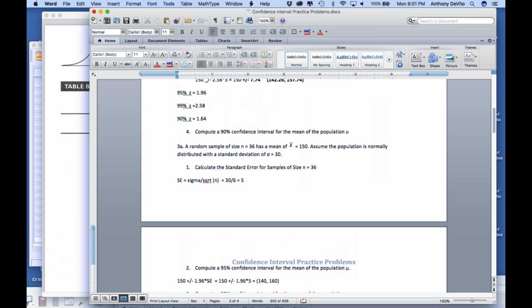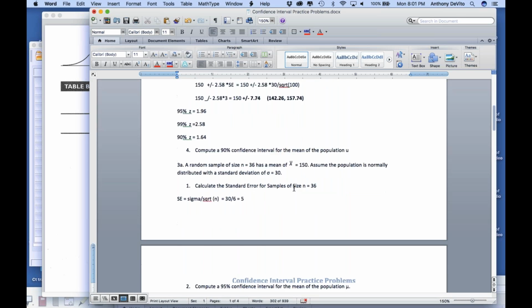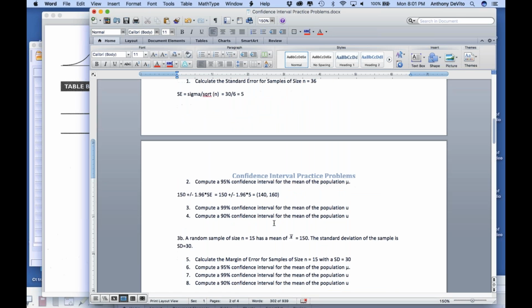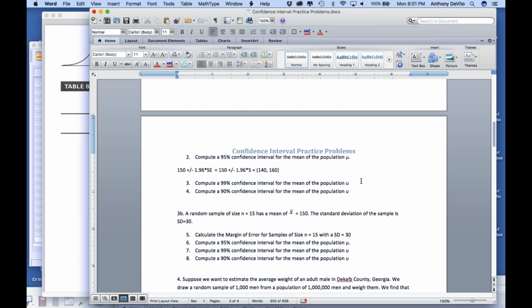Notice how much wider it is than the numbers we got up here. Why is it wider? Because the sample size is smaller, which means the standard error is a bigger number, because we divided by the square root of n, and that n was a smaller number. If we wanted to do it again for 99%, we would just use 2.58. For 90%, we just use 1.64, and so on.